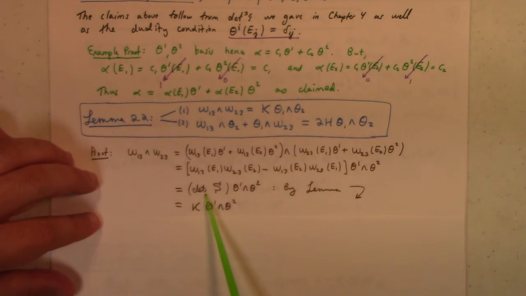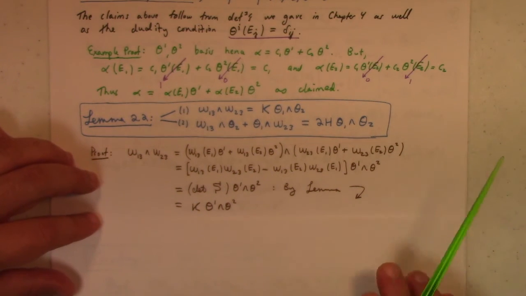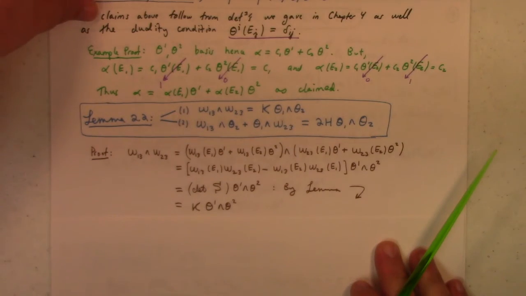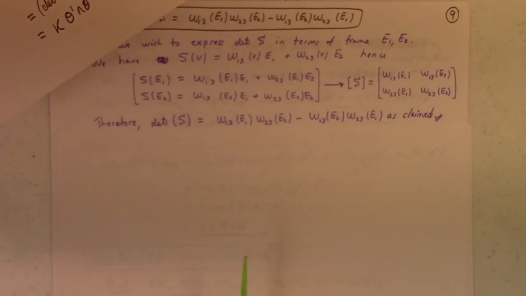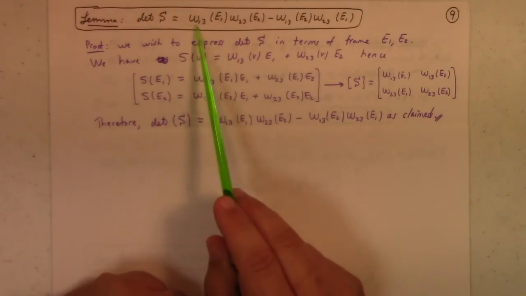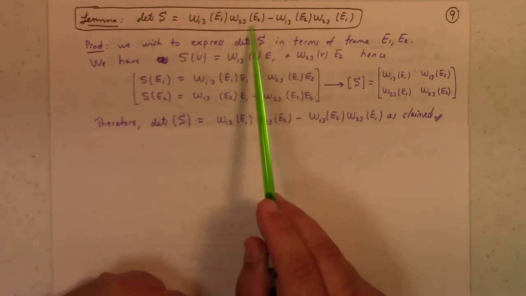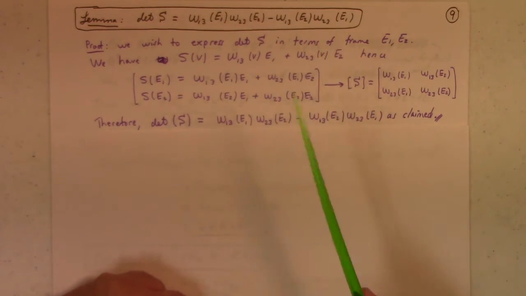So anyway, that's the determinant of the shape operator. But of course, we know and love that and recognize that to be the Gaussian curvature times theta 1 wedge theta 2. All right, so let's prove that little determinant formula. Here it is. Determinant of S is omega 1,3 E1, omega 2,3 E2 minus omega 1,3 E2, omega 2,3 E1.